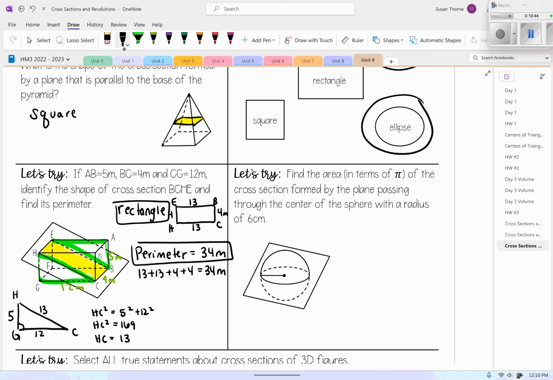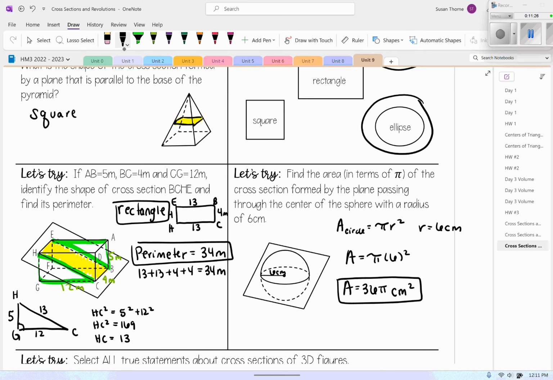Find the area in terms of pi of the cross-section formed by the plane passing through the center of a sphere with a radius of 6 centimeters. So that means that's going to give us a circular shape. And we know that the area of a circle is equal to pi r squared. And we're using the radius as 6 centimeters. So the area equals pi times 6 squared. So the area equals, it said to leave your answer in terms of pi, 36 pi centimeters squared, because we're finding the area, not the volume.